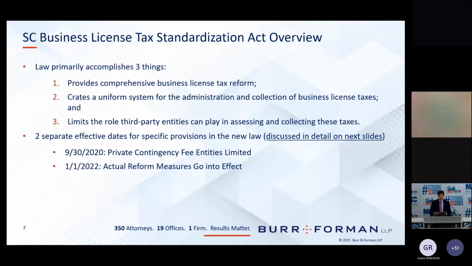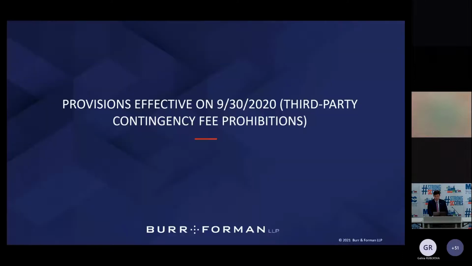And there are 2 separate effective dates in the legislation. The private contingency piece has already gone into effect as soon as the bill was signed into law on September 30th of 2020. And then on January 1st, this coming January, is really when a lot of the key reform measures will go into place that we'll discuss later. And then obviously Caitlin will give a review of the portal that is live, that will be able to be used starting January 1st for all the businesses.